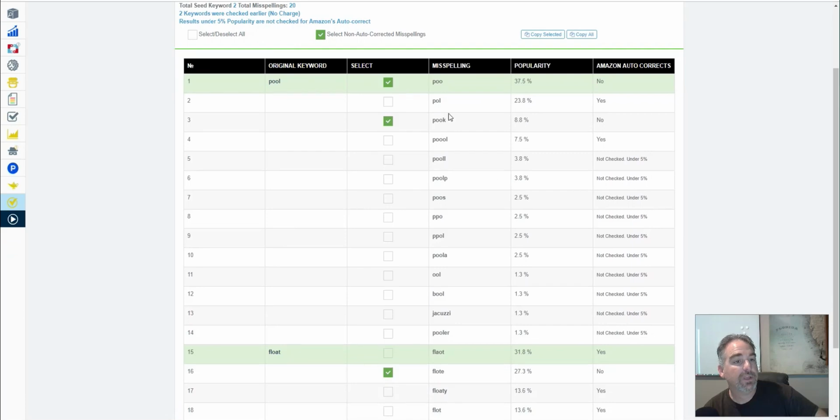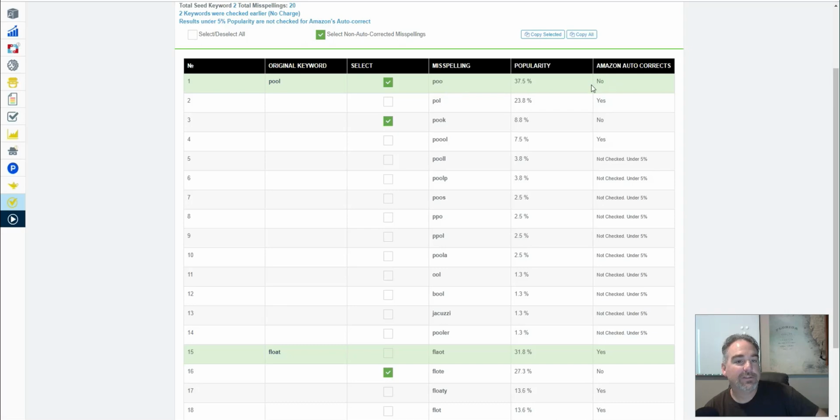Okay, so here's the first misspelling that we have. And as you can see, 37% of all those searches type in "poo float." They leave off the L, which is kind of funny, but childish humor, sorry. But that's what happens here.